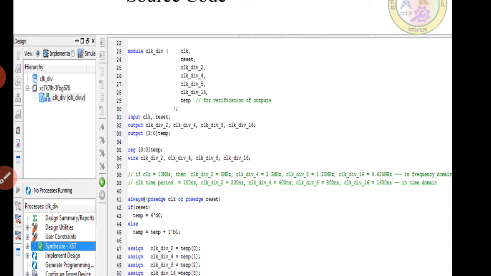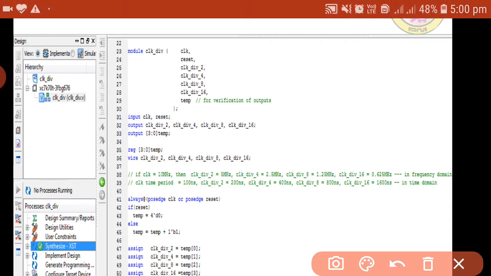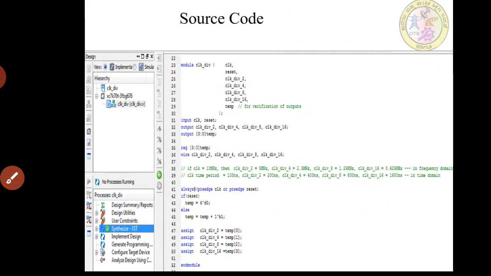The same code is written in the Xilinx ISE tool, and it is compiled and synthesized successfully, which means the code is synthesized with no errors, as it is showing green, and no warnings here.